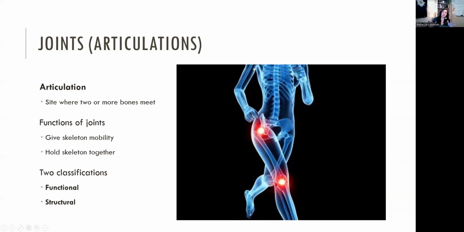Hi everyone, in this video I'm going to cover Chapter 9, Joints. When we're looking at our joints, the correct term for this is articulations, or where two bones articulate together.